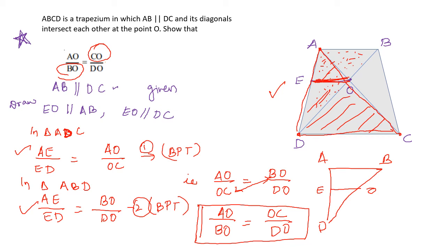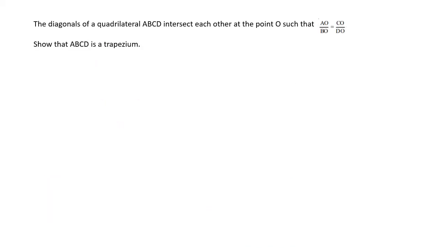Then there is one more, the last question for you. The diagonals of a quadrilateral ABCD intersect each other at point O. The same question. ABCD, there is a trapezium A, B, C and D, and the diagonals meet at O such that AO by BO equal to CO by DO. Show that ABCD is a trapezium. Now how are you going to show this, children?